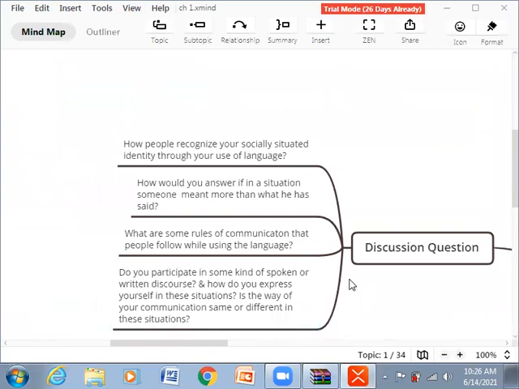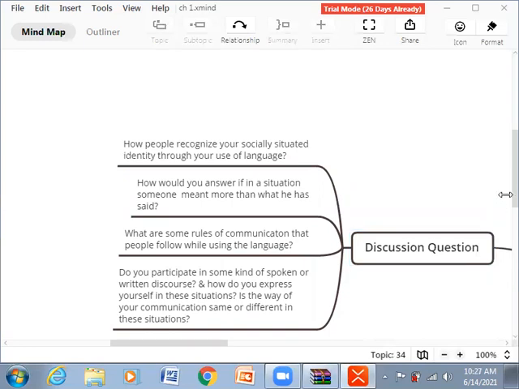So here are the research questions of this unit: How do people recognize your socially situated identity through your use of language? How would you answer if in a situation someone meant more than what he has said? What are some rules of communication that people follow while using a language? Do you participate in some kind of spoken or written discourse, and how do you express yourself in these situations? Is your way of communication the same or different in these situations?